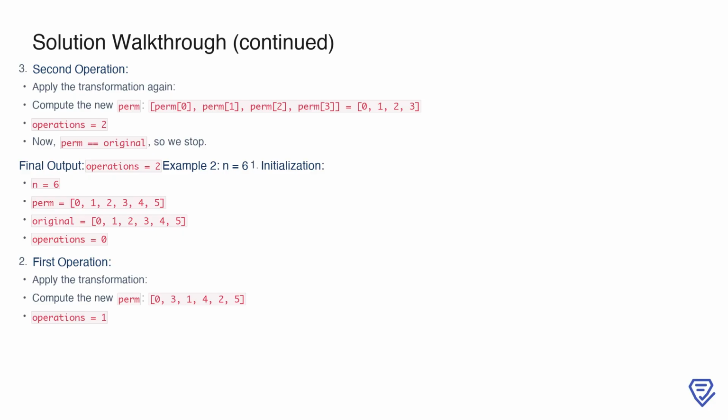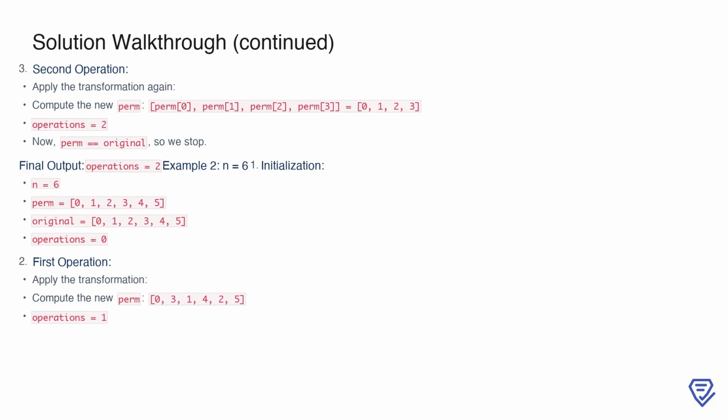Next, we perform the transformation a second time. Using the same rules, we compute the new perm as 0, 1, 2, 3. At this point, we observe that perm matches the original array, indicating that the permutation has returned to its initial state. Therefore, we stop here and conclude that the minimum number of operations required in this case is 2. This gives a final output of operations equals 2.